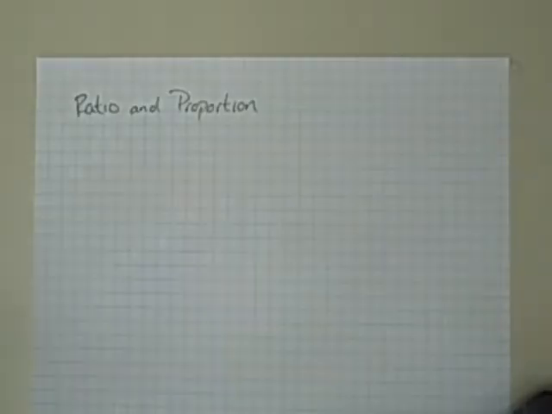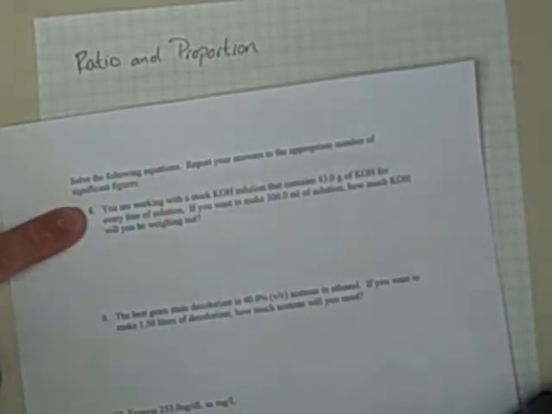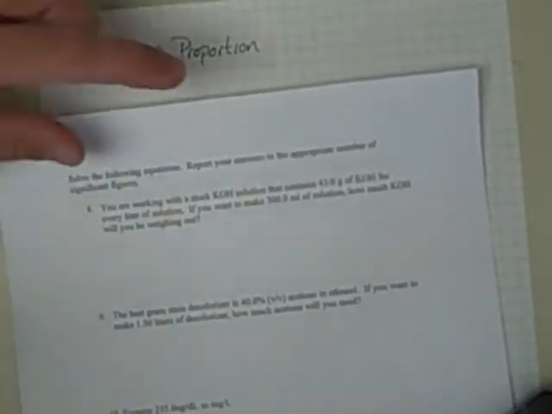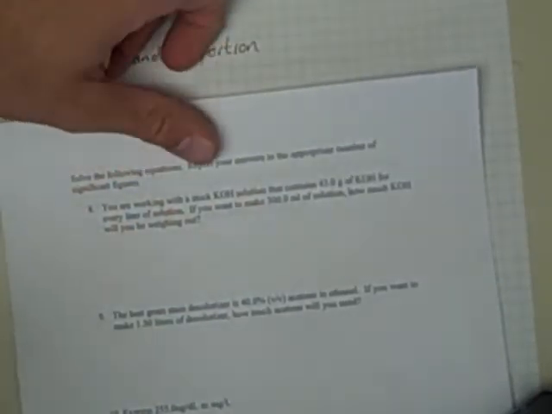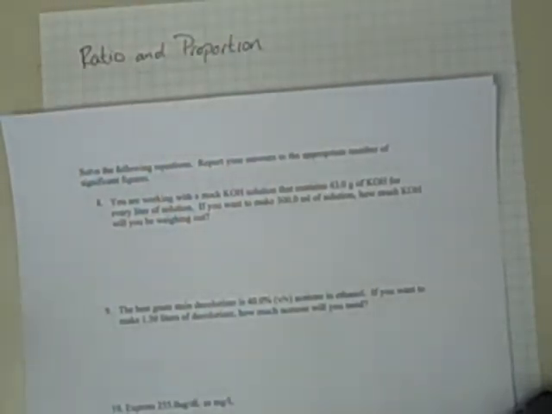Okay, so this is the mini video to cover ratio and proportion type problems. The problem that I'm looking at as an example would be problem number 8 on the Unit 1 practice test. The problem says you are working with a stock potassium hydroxide solution that contains 43 grams of potassium hydroxide for every liter of solution. If I want to make 300 milliliters of solution, how much potassium hydroxide will I be weighing out?